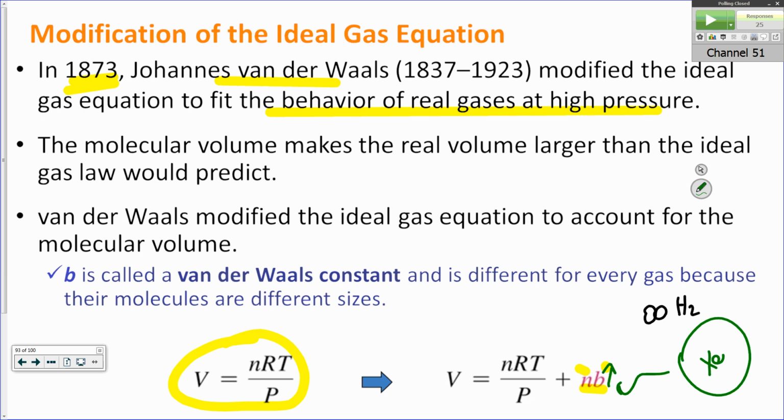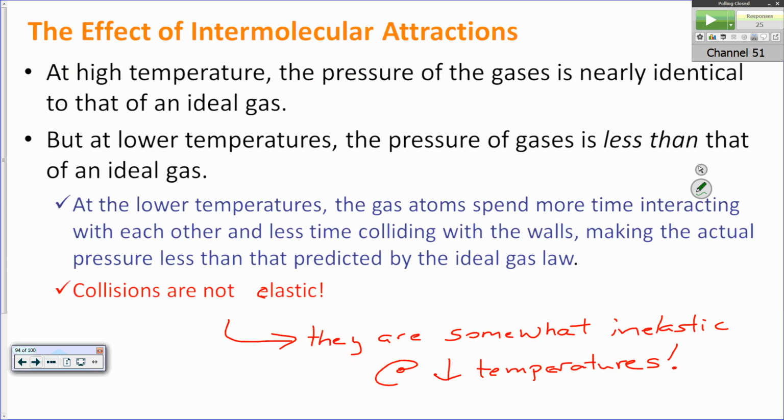But what he found was there was a term that he could call the van der Waals constant, B, that he could measure for different gases, and we could figure out how to correct this behavior that we have. If we're at operating conditions, that's a problem.